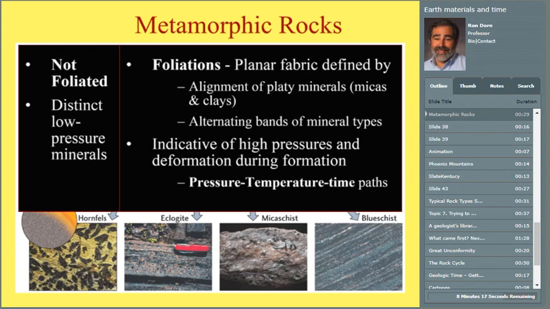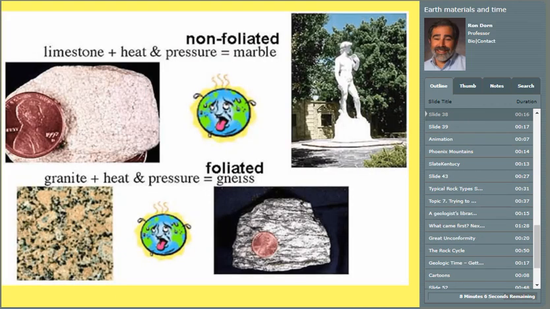Non-foliated metamorphic rocks are those where the mineral alignment didn't have a stress field on it to pressurize them and reform them. Marble would be another example of a non-foliated rock. So the most typical examples one would find of foliated and non-foliated rocks would be, say, limestone turning into marble, not aligned, and granite with a combination of heat and pressure turning into a rock called gneiss.